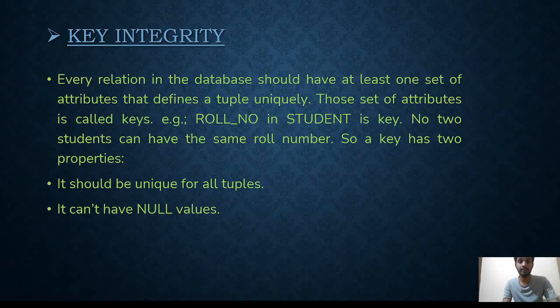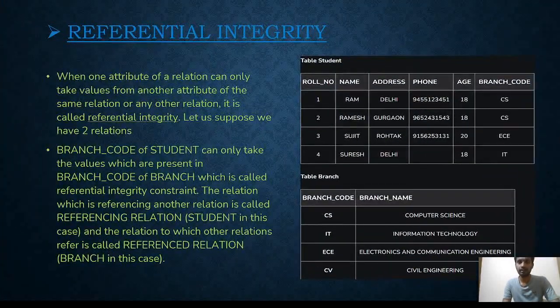Key integrity. Every relation in the database should have at least one set of attributes that define a tuple uniquely. That set of attributes is called a key. Example, roll number in student is a key. No two students can have the same roll number, so a key has two properties. It should be unique for all tuples. It can't have null values. It can't be possible that a student doesn't have a roll number. Then he isn't a part of this institution. So it can't be a null value and it has to be unique. Just two simple things.